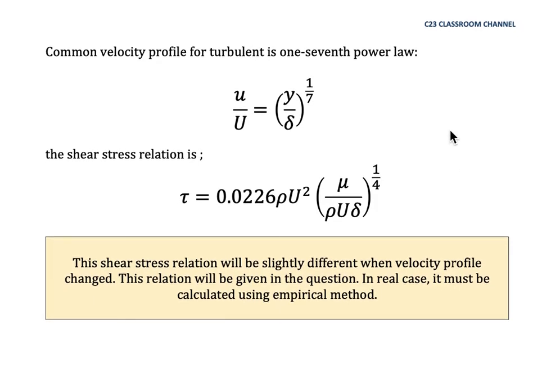Okay, let's say we have a problem like this. We have a velocity profile of 1/7 power law, which is u over U equals y over delta to the power of 1 over 7, and we say that we could get the shear stress from the Blasius calculation as 0.0226 rho U squared times mu over rho U delta to the power of 1 over 4. Bear in mind, sometimes in other textbooks, they will use nu over U delta. So you need to understand the relationship between dynamic viscosity, mu here, and kinematic viscosity, which is nu.